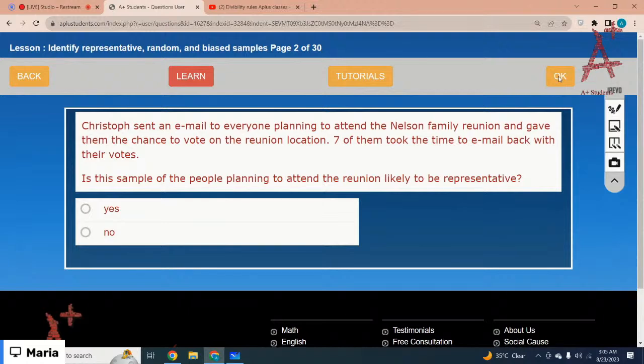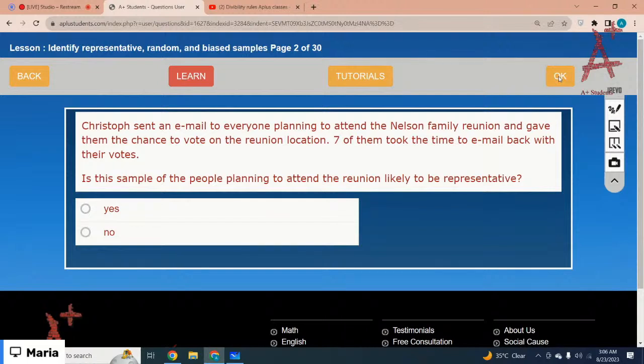Christoph sent an email to everyone planning to attend the Nelson family reunion and gave them the chance to vote on the reunion location. Seven of them took the time to email back with their votes. Is this sample of the people planning to attend the reunion likely to be representative? Let me just read again. Christoph sent an email to everyone planning to attend the Nelson family reunion, gave them the chance to vote for the reunion location. Seven of them took the time to email back with their votes.